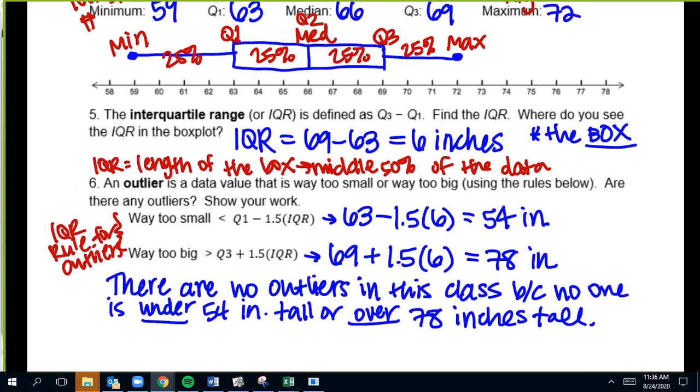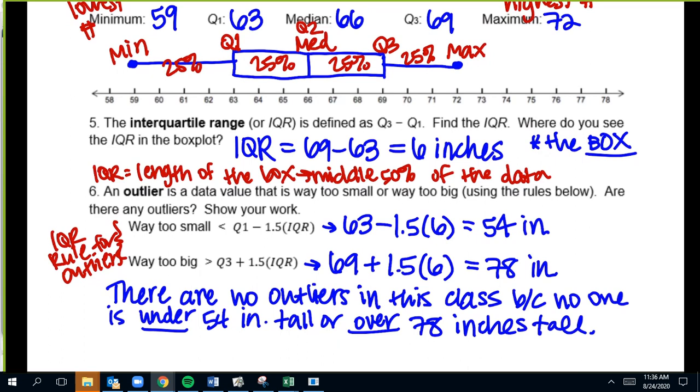So if you think about 1.5 times the IQR, what that means is you take your box length, multiply it by 1.5 times, so extend it halfway out, and then you see if any value is above that length from Q3 or below that length from Q1. I could see from this box plot that there wouldn't be any outliers at all, just because of the way everything is so wide already. But we can use the math. 63 minus 1.5 times 6 is 54. There are no values below 54. 69 plus 1.5 times 6 is 78.